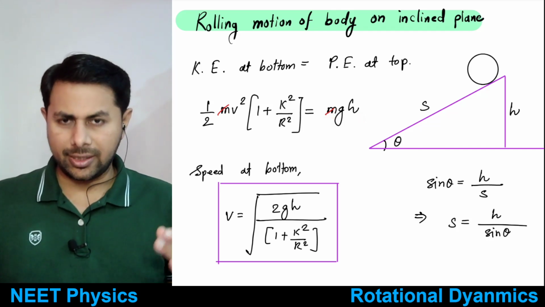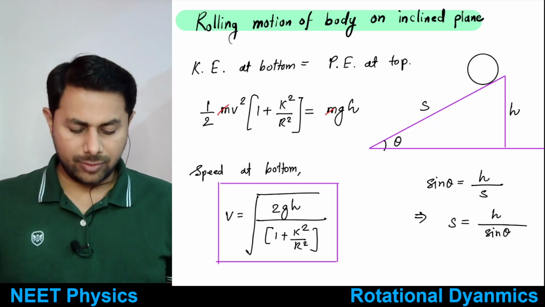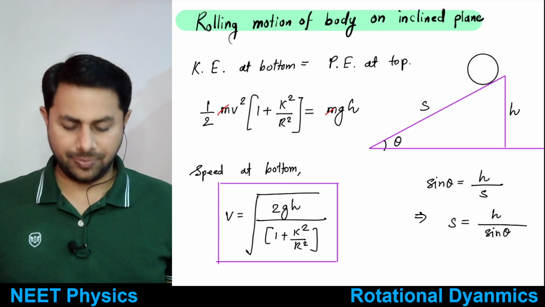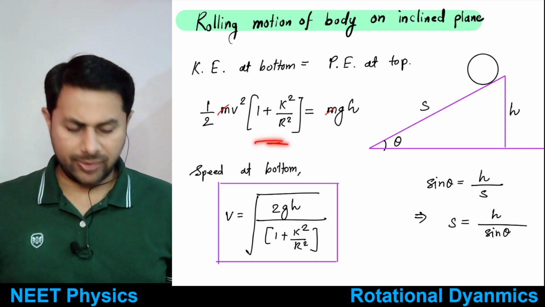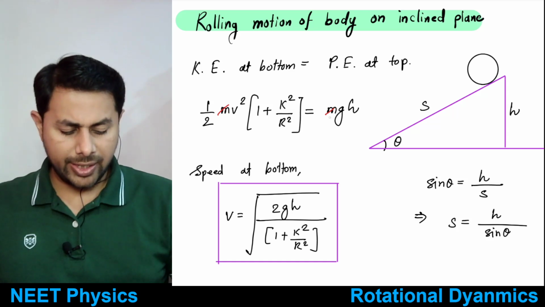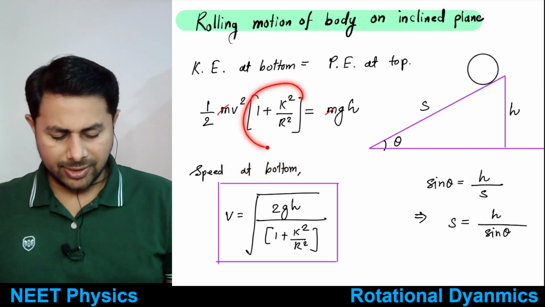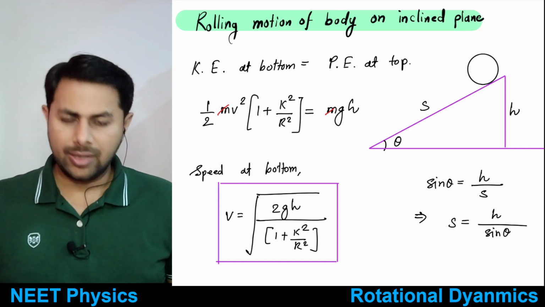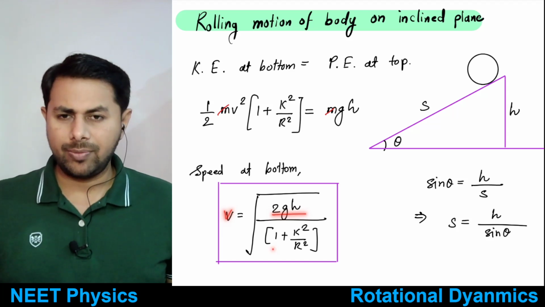It's equal to kinetic energy at the bottom, and we have just studied kinetic energy in rolling motion. It is equal to half of mv square multiplied by 1 plus k square divided by r square. So equate that kinetic energy with potential energy at the top. Then we can cancel out m and m, move 2 to that side, 1 plus k square by r square on that side, and then we'll get v square. If we take the square root of that, we get v is equal to square root of 2gh divided by 1 plus k square by r square.